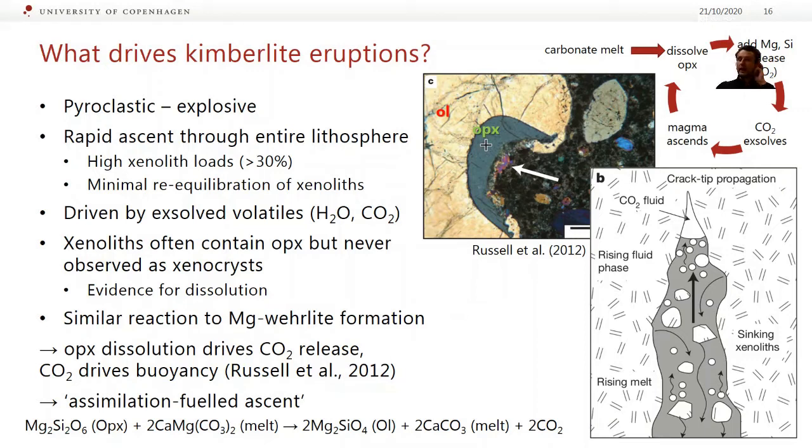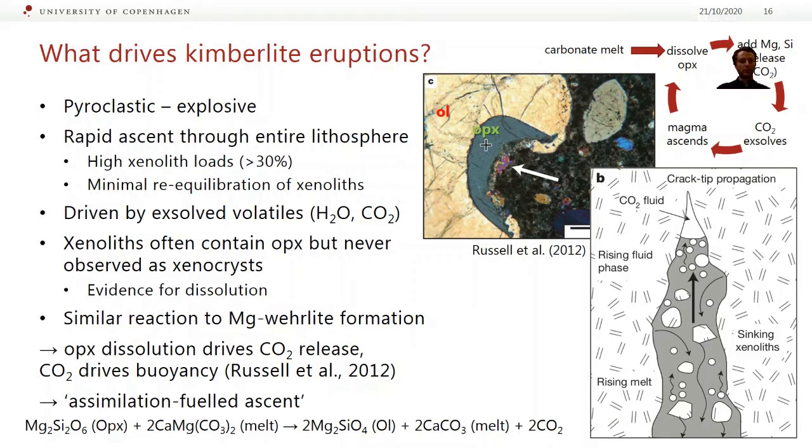So Russell et al. came up with this model by which you have a carbonate melt to begin with. You start dissolving OPX as it rises through the mantle. Because you're dissolving OPX, you're adding magnesium and silicon, which actually causes the saturation point of CO2 in the melt to fall. So CO2 becomes less happy in the melt, which drives more CO2 exsolution, which then causes the magma to ascend even more rapidly. You then meet new OPX, dissolve more OPX, and the whole thing goes off like a chain reaction. And they call this assimilation-fueled ascent.